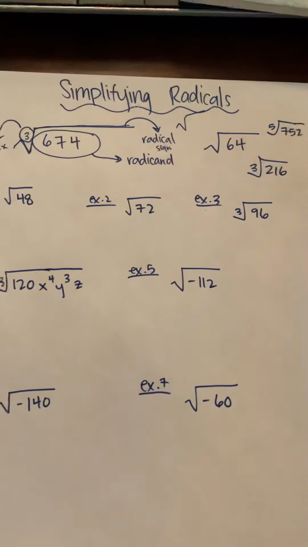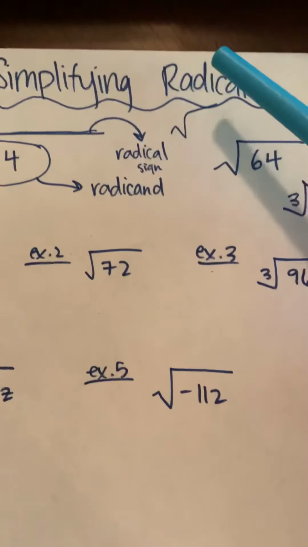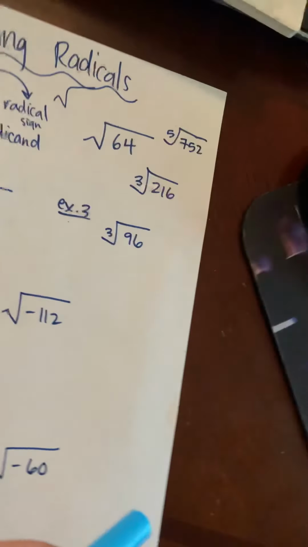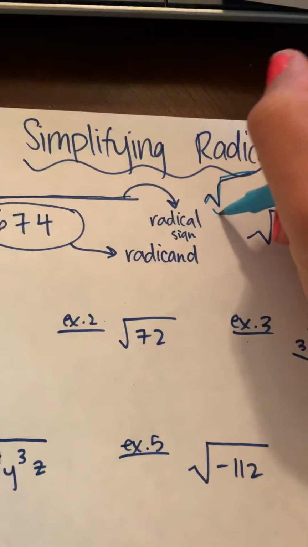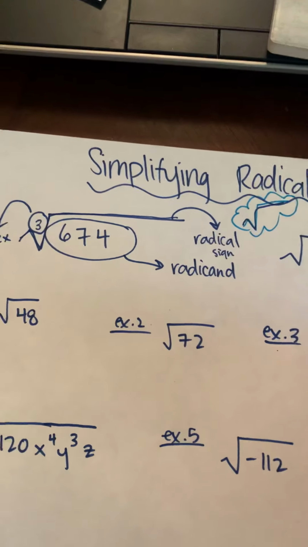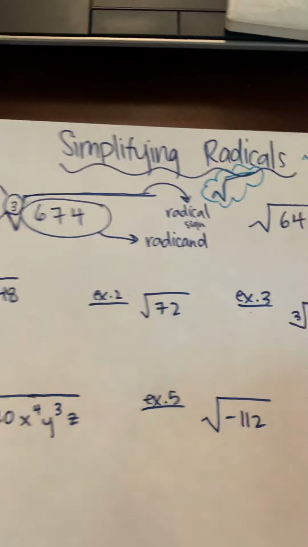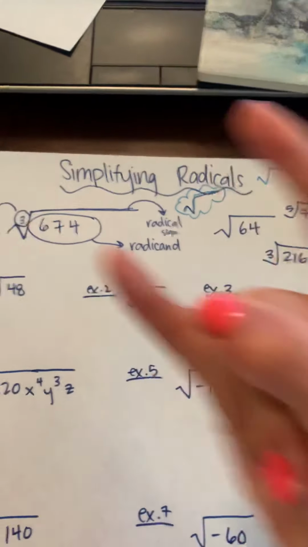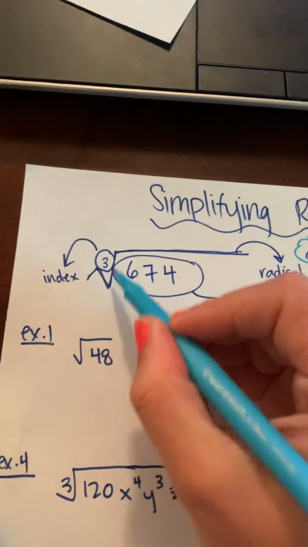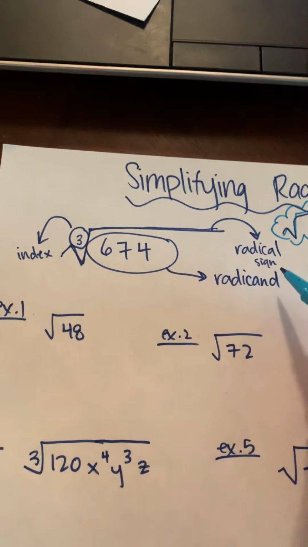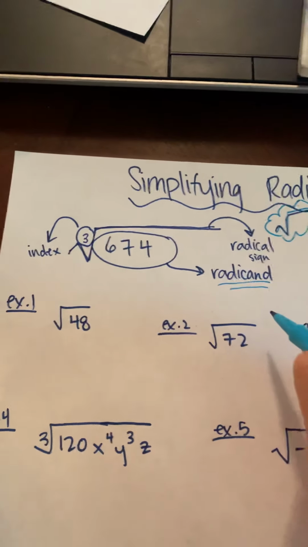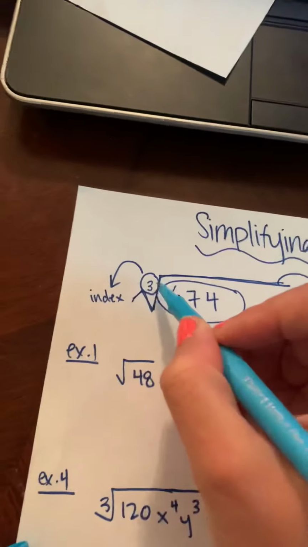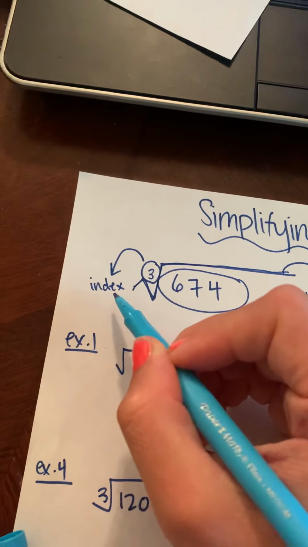Hey, so today we're going to be talking about simplifying radicals. Now, radicals are anything that has this little mathematical symbol in it. It is a radical sign. So the actual little check mark is the radical sign. Anything underneath it is called the radicand. And then this tiny little number over here is called the index.